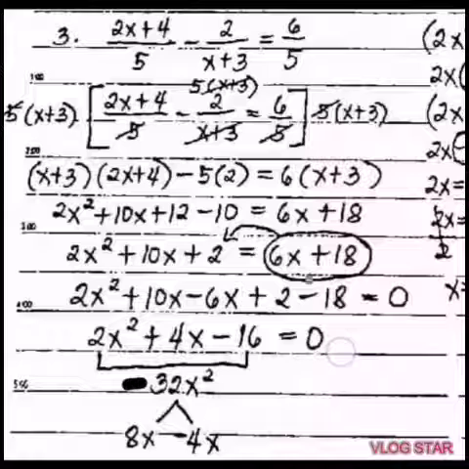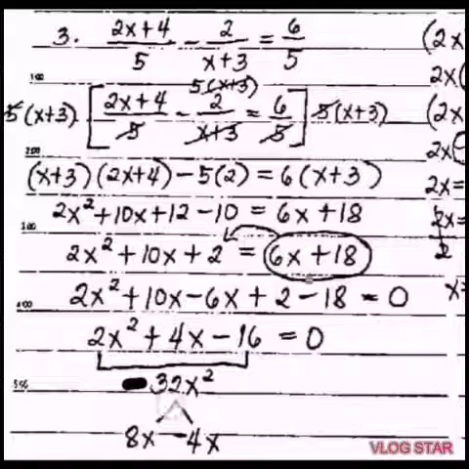And then we can now perform the other methods in solving a quadratic equation, like by factoring, by completing the square, or by the quadratic formula. In here, I use factoring. So since I use factoring, I have to multiply the first term to the last term. So 2x squared times negative 16 is negative 32x squared.